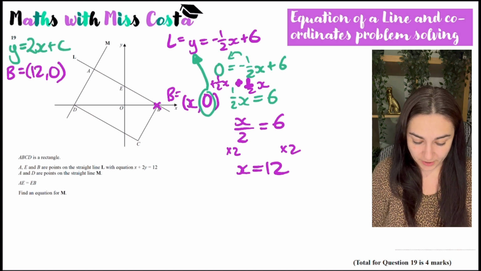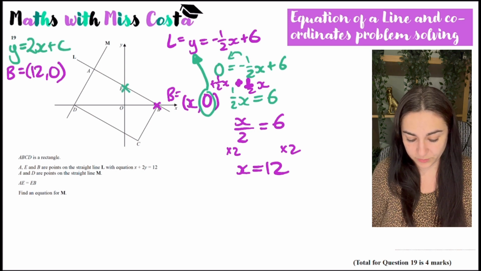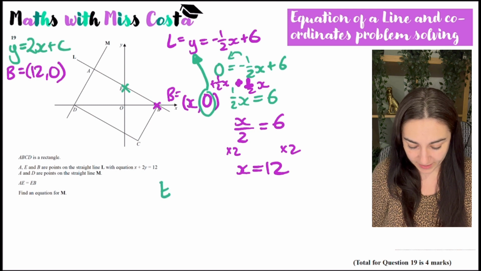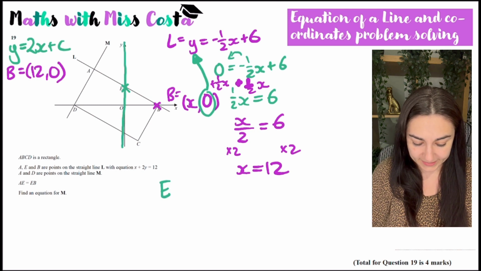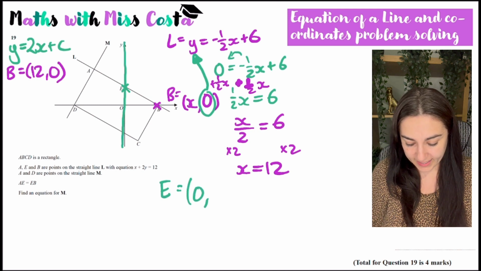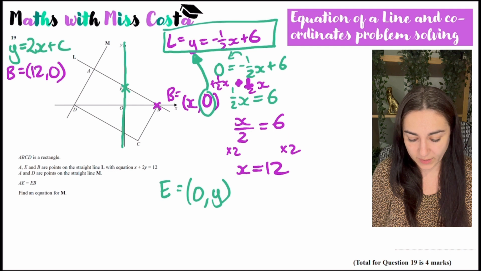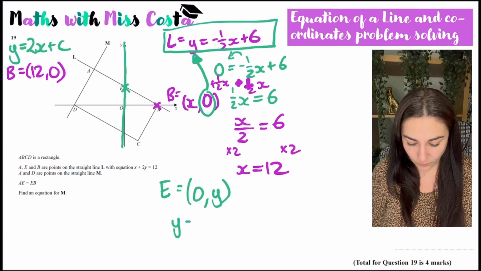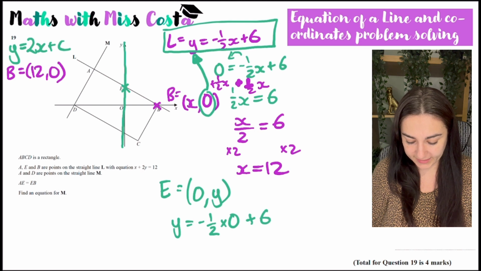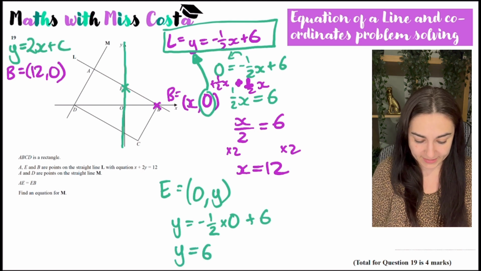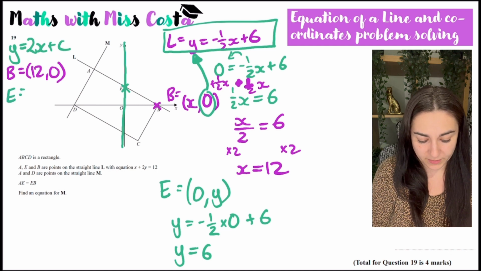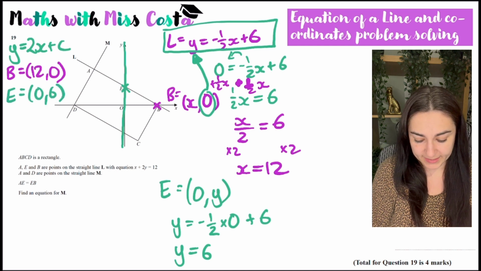I then also know that I can work out this coordinate over here, because that is where the line crosses the y-axis. So that means that x is going to be 0, and I can find out the y coordinate. Once again, I substitute into the equation of the line. So I know that y is going to equal -1/2 times 0 plus 6. Anything times 0 is 0, so therefore y must equal 6. So the coordinate of E is 0, 6.